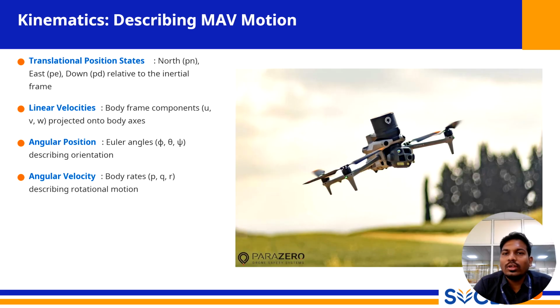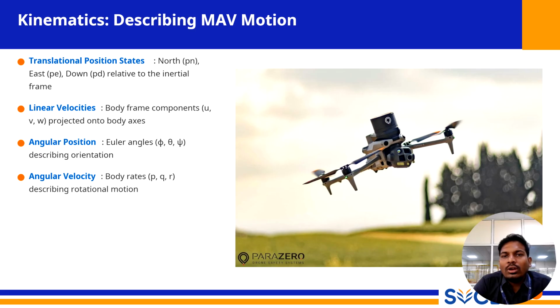So far, we have discussed how to represent the MAV's orientation, or attitude, using Euler angles. Now, we need to broaden our perspective to describe the MAV's total motion through space. This is the domain of kinematics, which is the formal study of motion without considering the forces and torques that cause it. The slides break down the full set of variables, or states, that we need to track to have a complete picture of the drone's movement at any given moment.